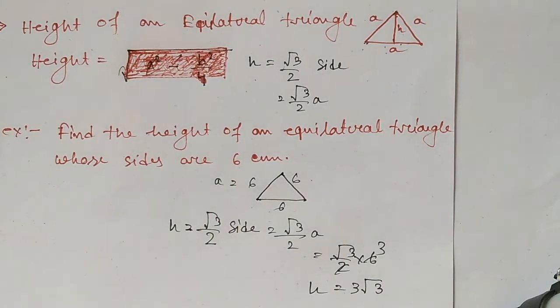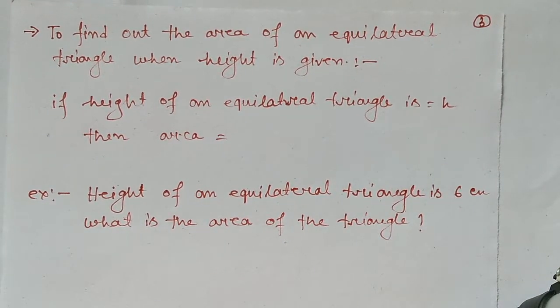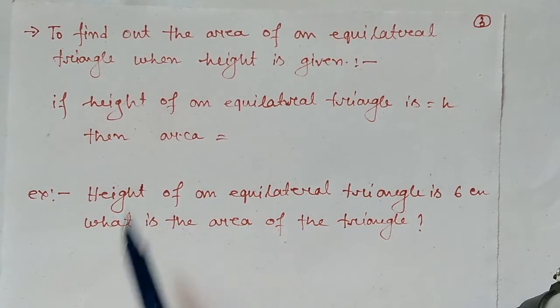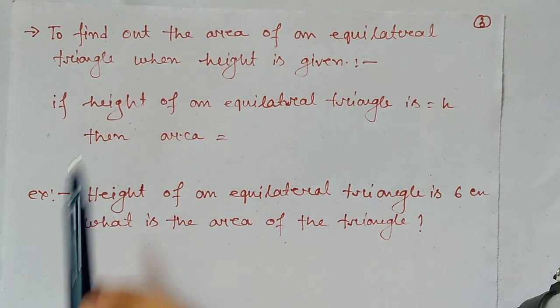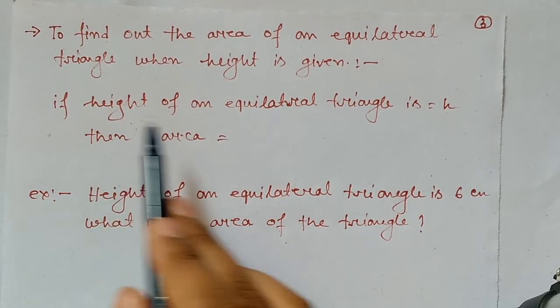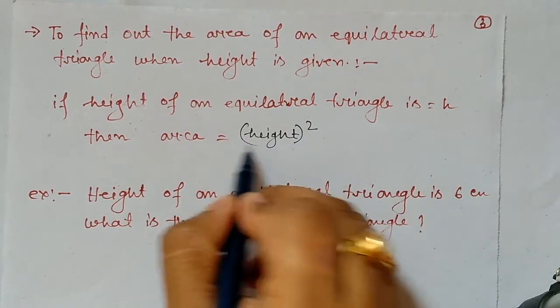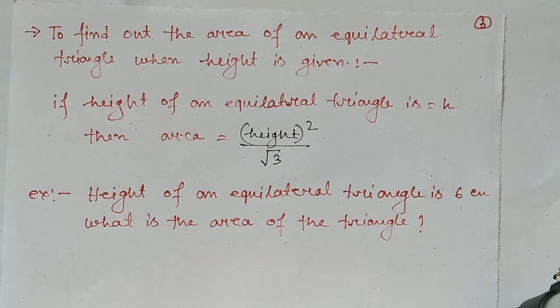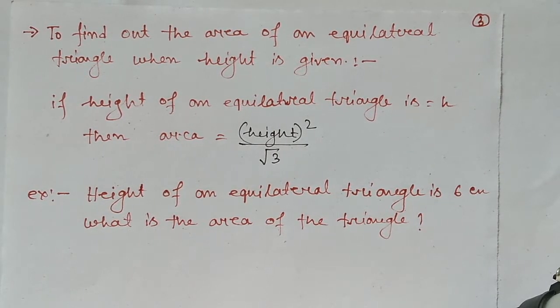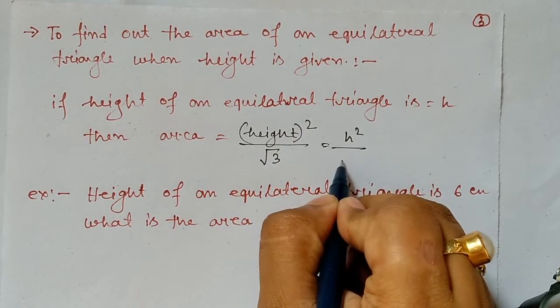Let's move on to our next concept. Here we have to find the area of an equilateral triangle when the height is given. So friends, we also have another process. Just look carefully. If the height of an equilateral triangle is h, then area is height square by root over 3. This is the short form of the previous equation. So if the height of an equilateral triangle is h, then area is h square by root 3.